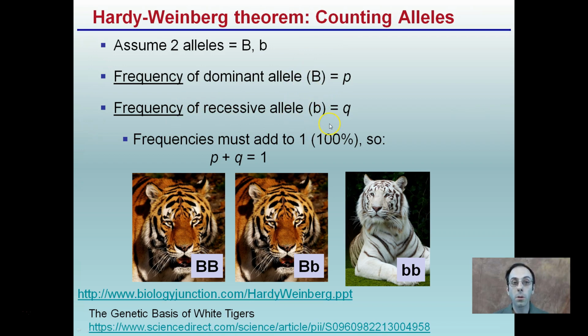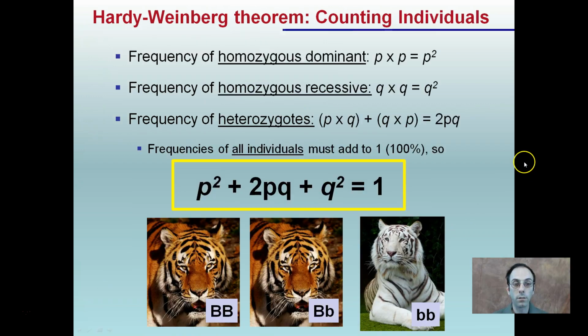However, in the Hardy-Weinberg equation, the dominant is going to be represented by this letter P, and the recessive by Q. So P plus Q, if we only have A and B, must equal 1 or 100%. And I have the examples here of the tigers that we're going to work with. I also have a couple links to some information about white tigers in another PowerPoint if you're interested in looking.